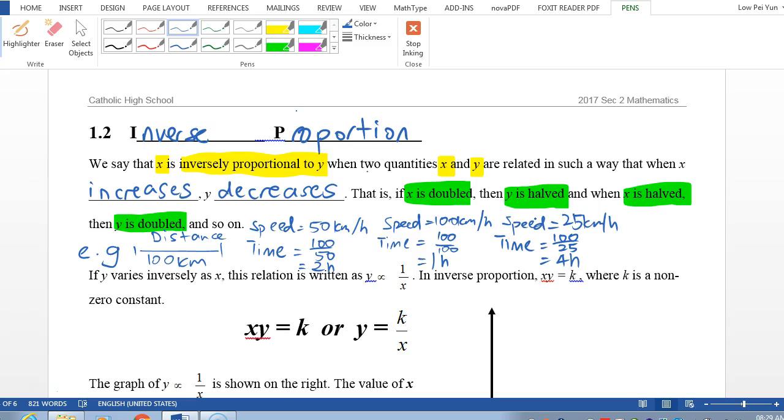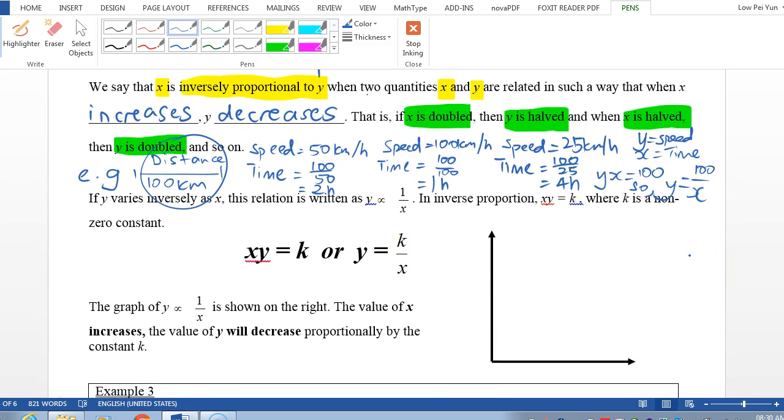So in this case, I'm going to let speed be y, and I'm going to let my x be the time. So, in order to get a distance of 100, we take speed times time. So yx is equals to 100. So what does that mean? That means y is equals to 100 over x.